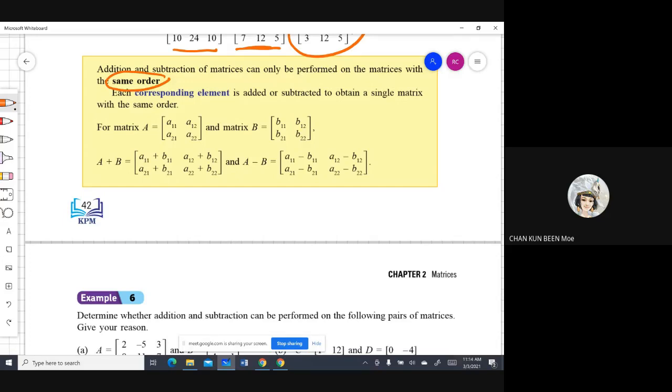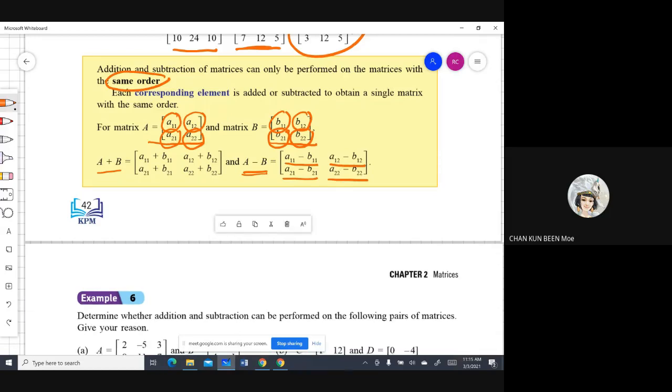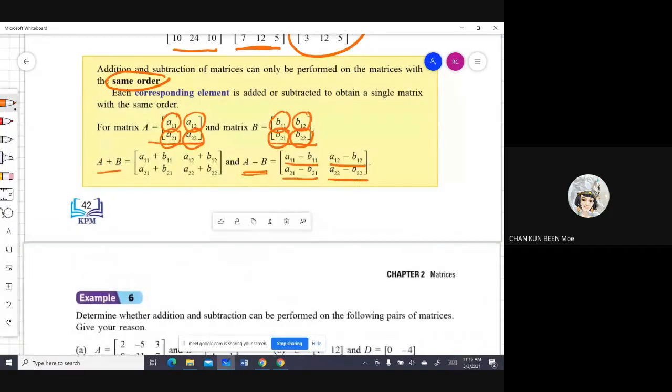So for example, matrix A, you're given this, and matrix B is this. Therefore, to find matrix A plus B is A11 plus B11, A12 plus B12, A21 plus B21, A22 plus B22. When it comes to subtraction, also the same thing, A11 minus B11, A12 minus B12, A21 minus B21, and A22 minus B22. Okay, so now we look at the example here.